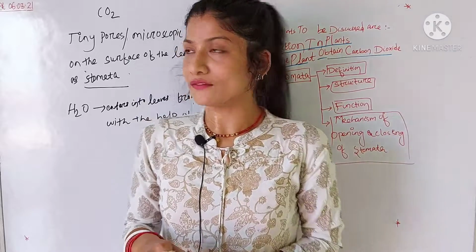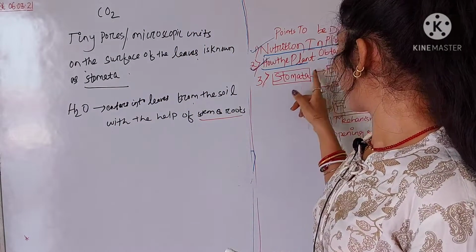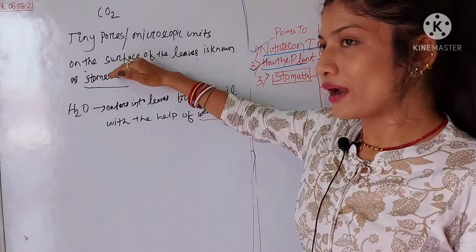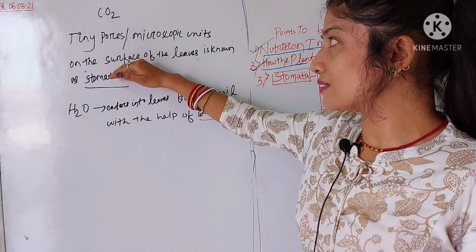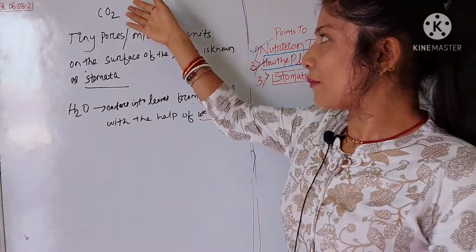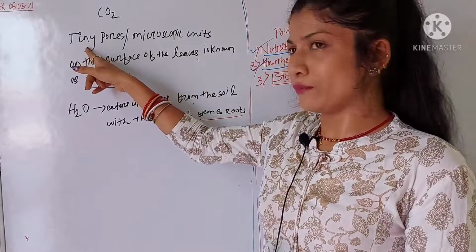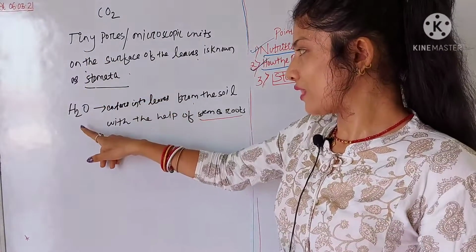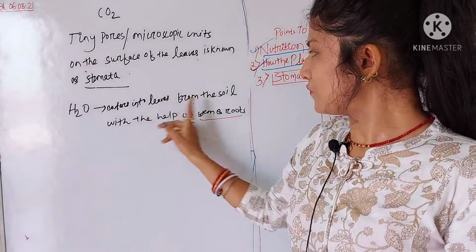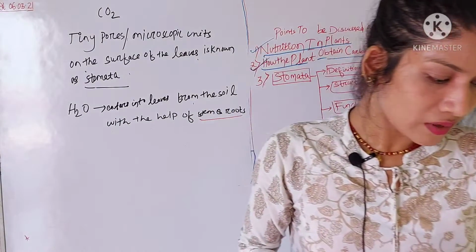Okay, so we have covered nutrition in plants and how the plant obtains carbon dioxide. How? Carbon dioxide enters into the leaves with the help of tiny pores known as stomata. Then water enters into the leaves from the soil with the help of stem and the roots.